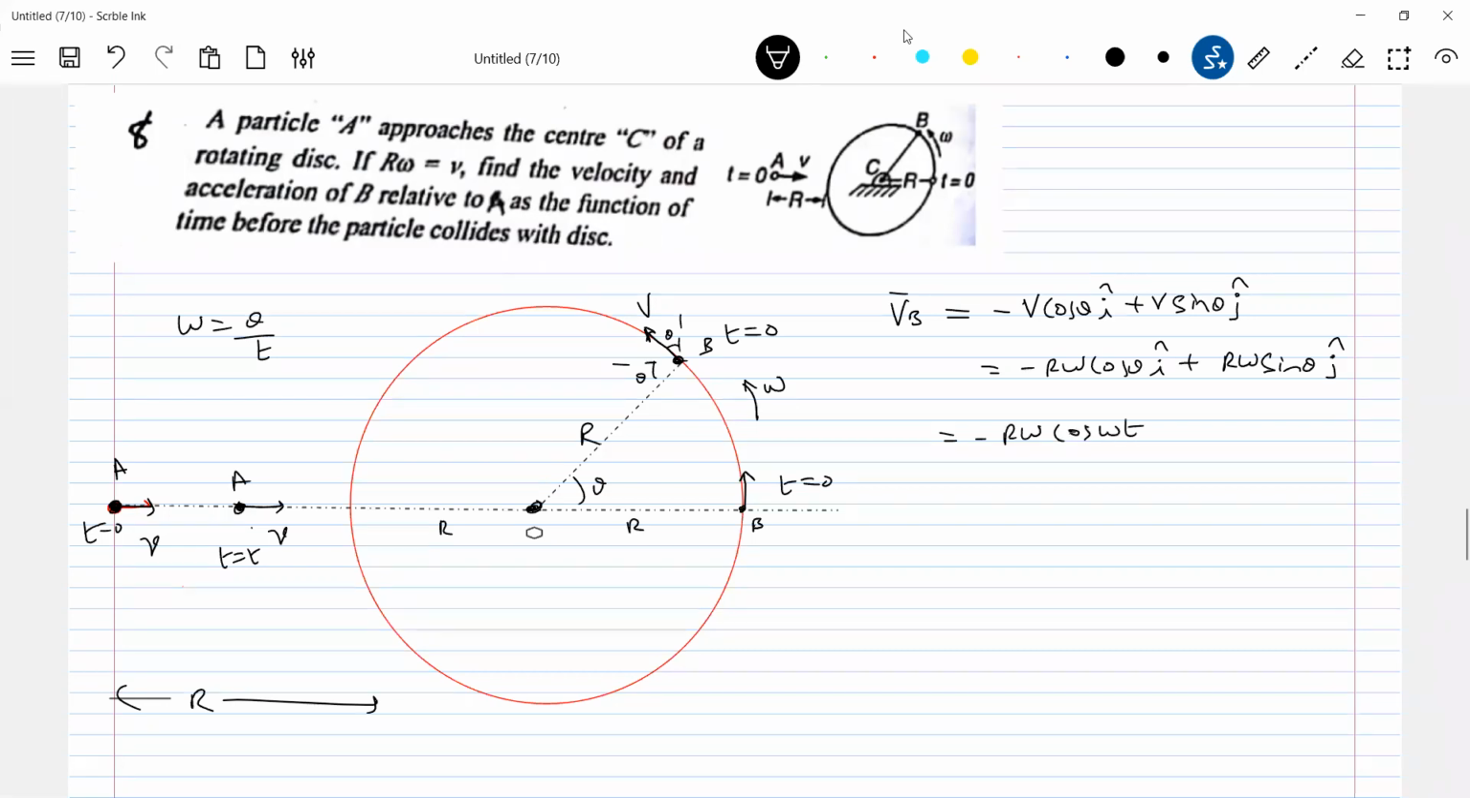Sir, you should interchange the cos theta and sin theta components in VB. Yes, sir, it is written V sin theta I cap minus V cos theta J cap. Yeah, yeah, I'll change it. Thank you. This is sin theta, this is cos theta. So wherever theta is there, I'll replace this: R omega cos omega t J cap.